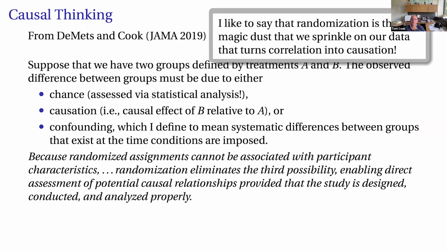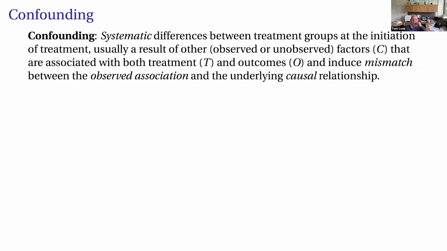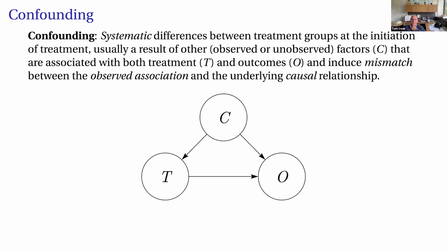So I like to say that randomization is the magic dust that we sprinkle on our data that turns correlation into causation. So when I say confounding, I said this refers to systematic differences between treatment groups at the initiation of the treatment, usually the result of some observed or unobserved factors C that are associated with both the treatment and the outcomes. And they induce a mismatch between the observed associations and the underlying causal relationships.